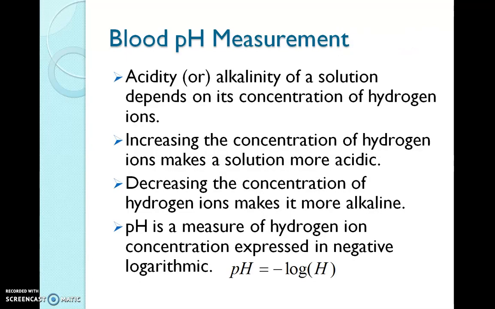Next we discuss blood pH measurement. The acidity or alkalinity of a solution depends on its concentration of hydrogen ions present in the blood. Increasing the concentration of hydrogen ions makes a solution more acidic, and decreasing the concentration of hydrogen ions makes it more alkaline. pH is a measure of hydrogen ion concentration, which is expressed as a negative exponent logarithmically, as shown here: pH equals minus log H plus.